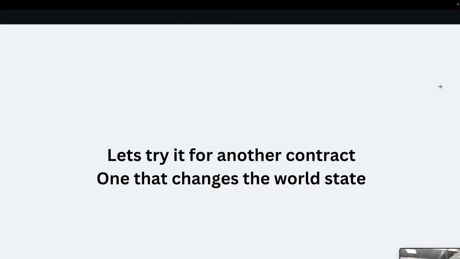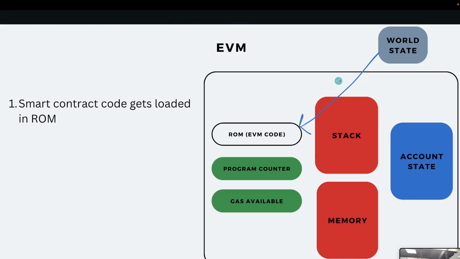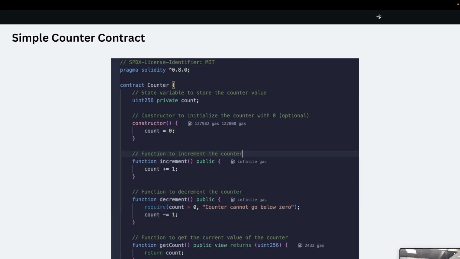Let's look at one more contract that touches the world state. If you remember, the world state is this thing right here. Basically gets some data from here, updates some data over here, things like these. So here is another counter contract. Constructor initializes the value to 0, increment increases the value, decrement decreases the value, get count returns the value.